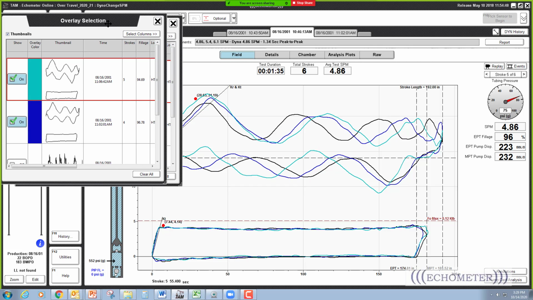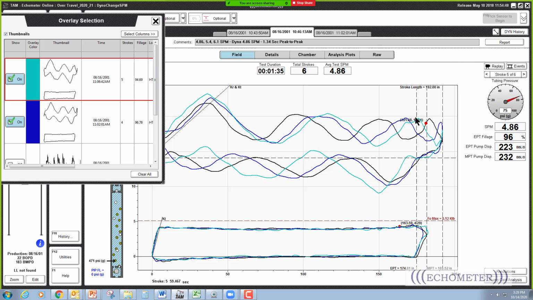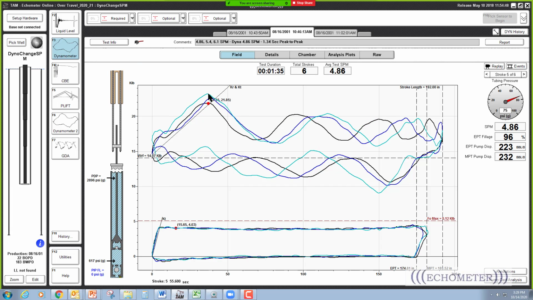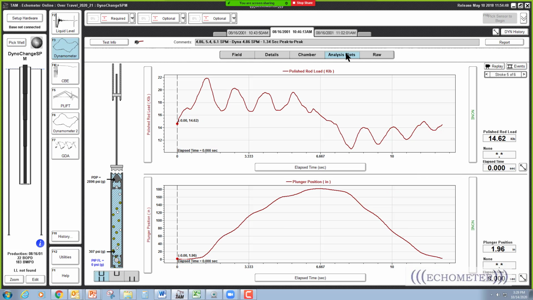Strokes that are overlaying each other, and you can't see anything here hardly, because the speed is changing where these peak loads occur, and it doesn't look like they match up at all. All we're seeing is that as we pump faster, you have higher and higher peak loads. But if you go to the analysis plots, it doesn't show them. I was wanting to show all three of the.